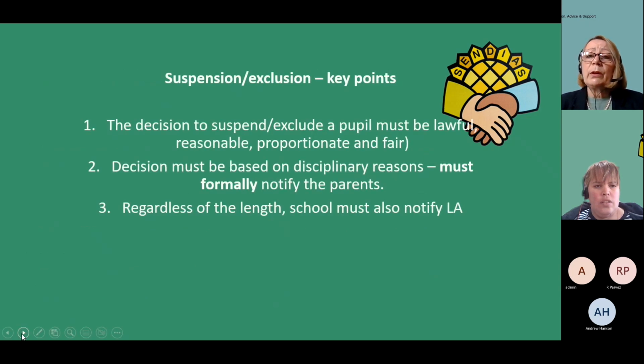The key points around suspension and exclusions are three main points: if a child is excluded or suspended, the decision must be lawful, it's got to be reasonable, and it must be proportionate to the issue for which the school have decided to suspend or exclude, and it's got to be fair. The decision the school makes to exclude or suspend a pupil must be based on disciplinary reasons, and they must notify the parents, and it must be in writing.